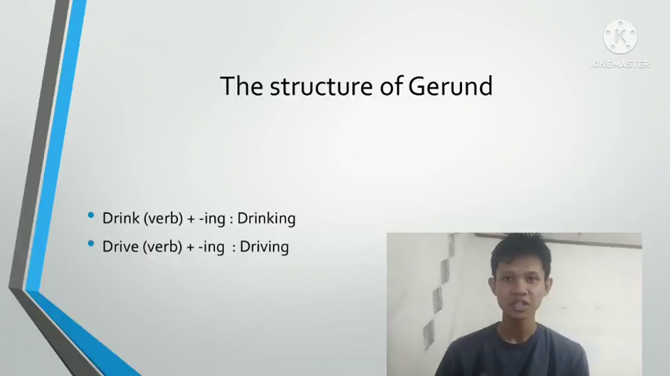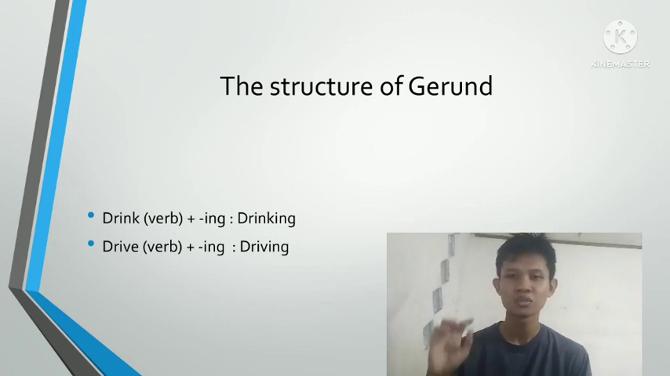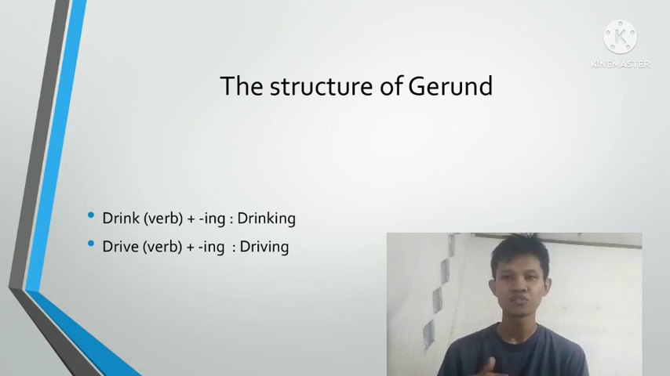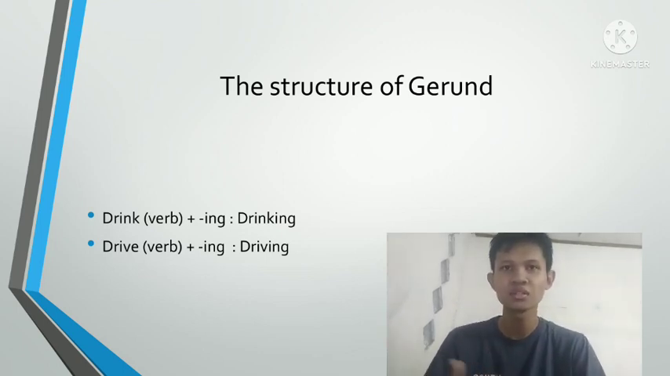Well, this is the structure of gerund. As you can see, it is formed by adding the verb plus ing, or present participle, after the verb. For example, the words drink and drive are verbs. If we put ing after these words, they become drinking and driving. It means that the verb is changed into a noun when there is a present participle on the word.